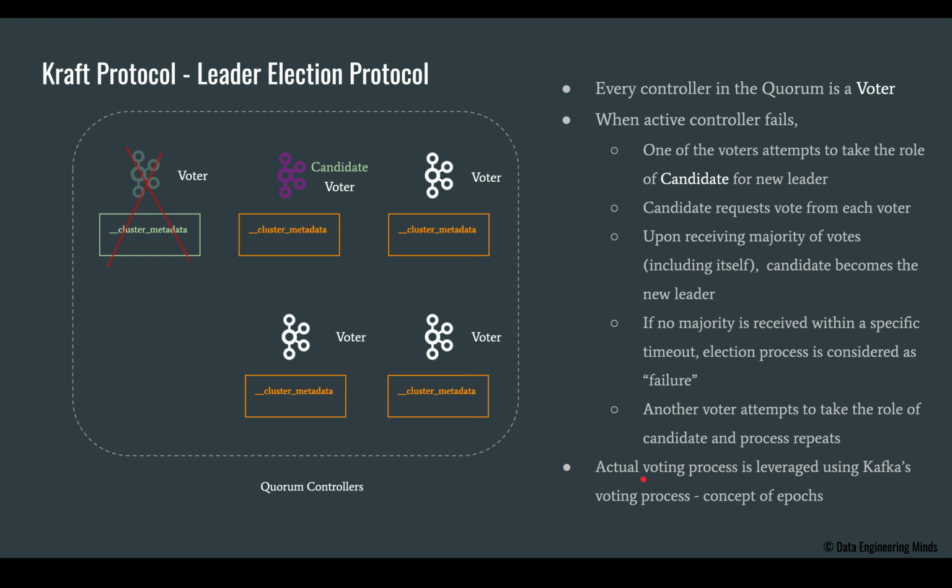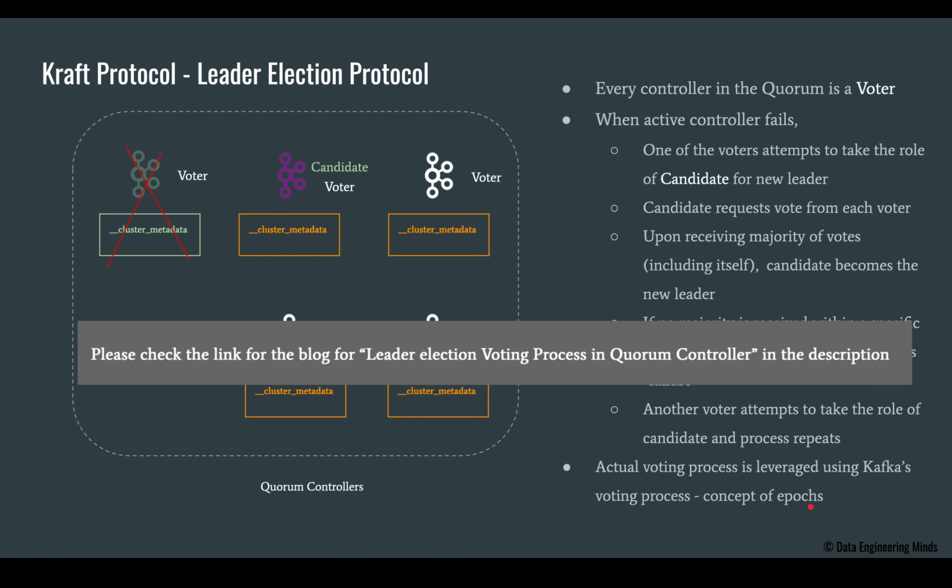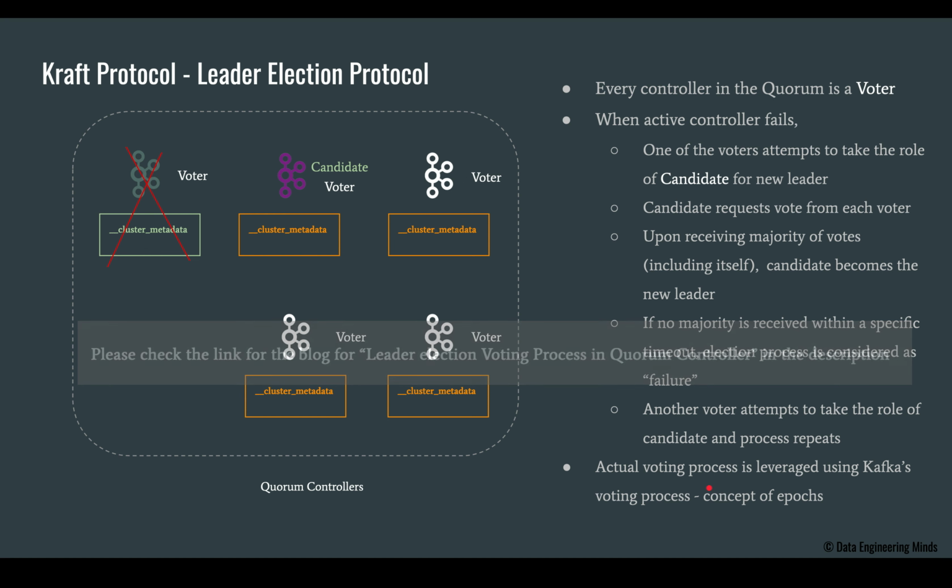The concept that is used for the voting process inside the leader election is actually based on the voting process used for the Kafka partition leader election, which is based on the concept of epoch. However, I am not explaining this concept of epoch in detail here. I have provided a link to an excellent blog in the description that explains this concept of epoch used for the voting process inside this leader election in detail.